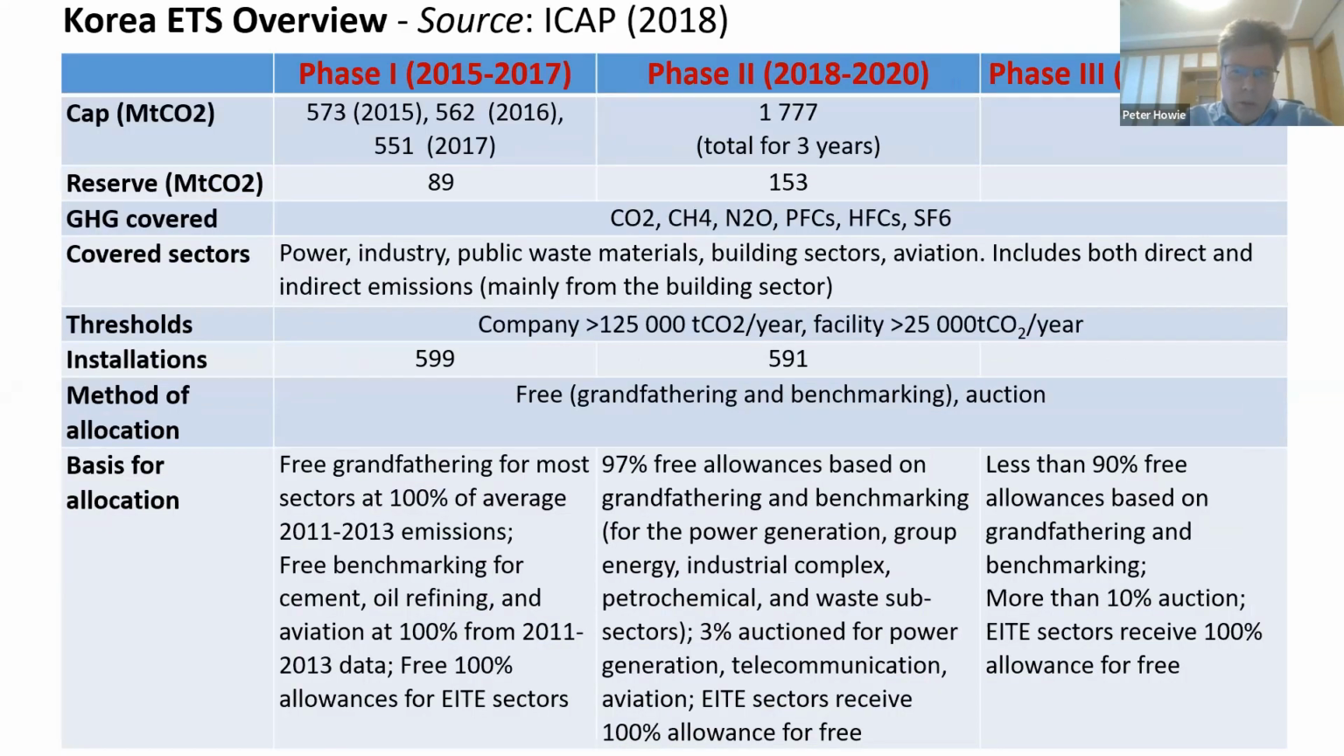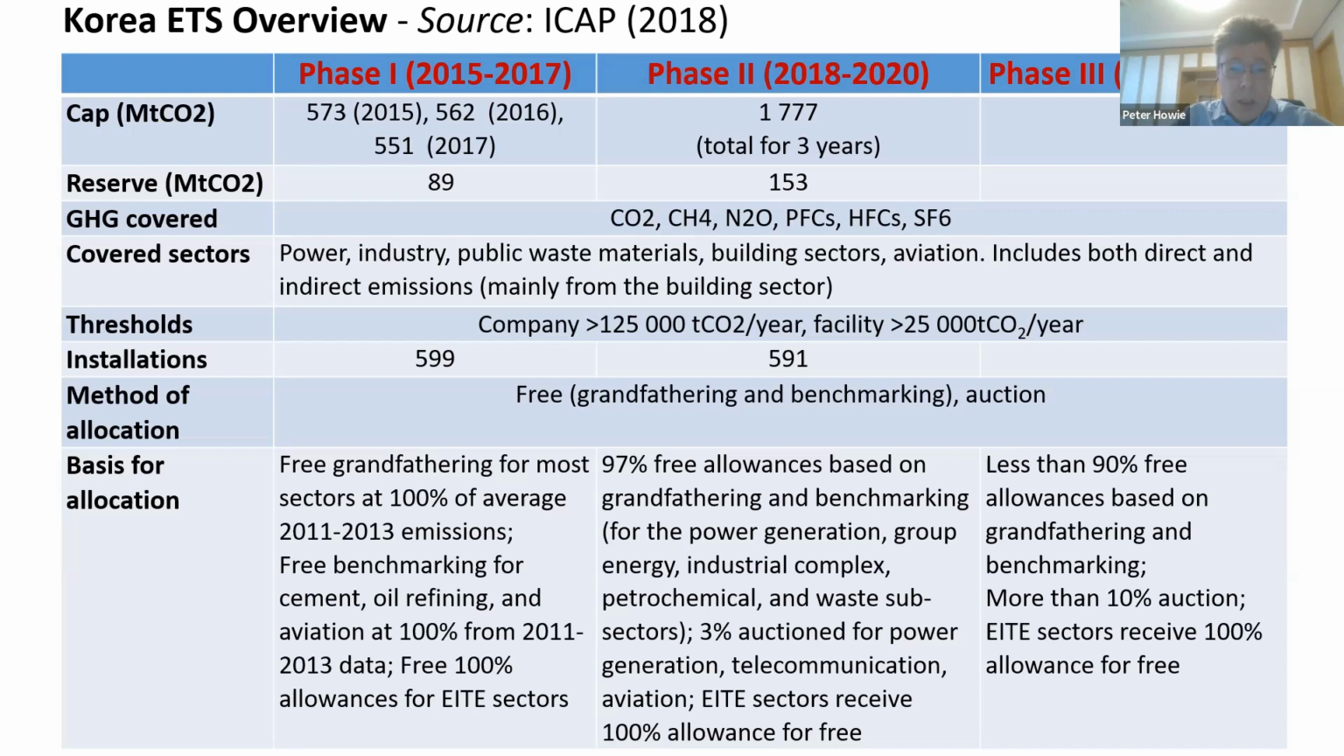And what you'll notice is that at Korea there are 3 phases. I'm sorry, but the phase 3 is not right. That's a mistake. Just ignore phase 3, the dates on that. It started in 2021, but we'll just look at phase 1 and phase 2. The Korean ETS covers a lot of different greenhouse gases, specifically carbon dioxide, methane, nitrous oxides, fluorocarbons, and others.